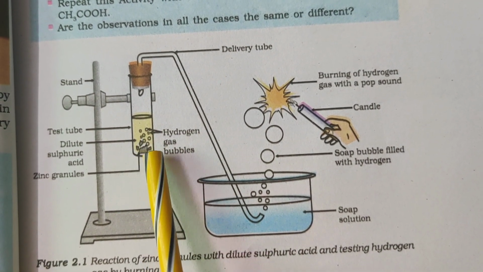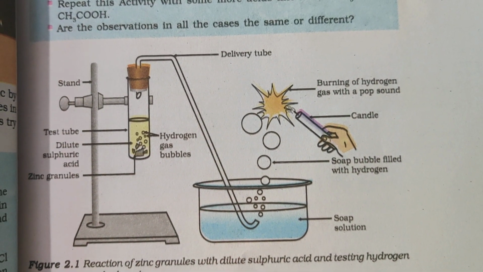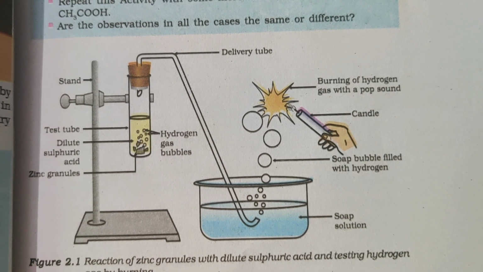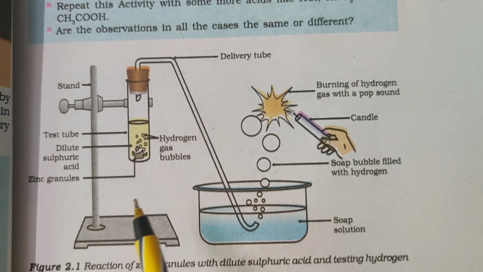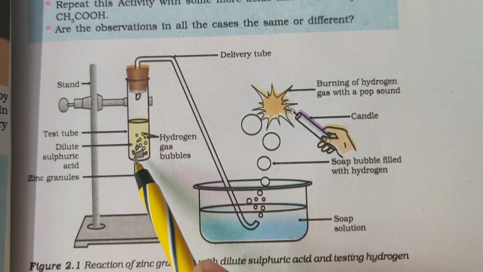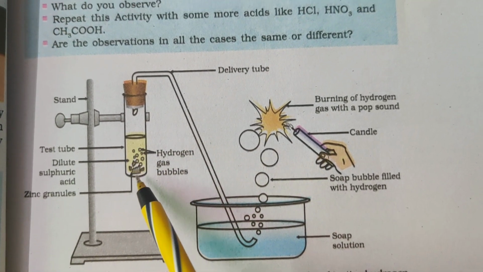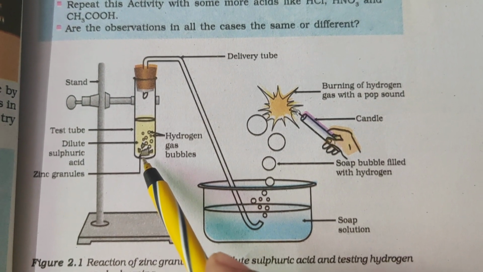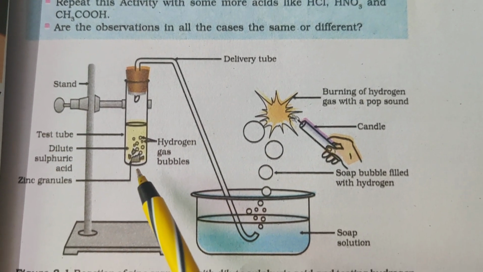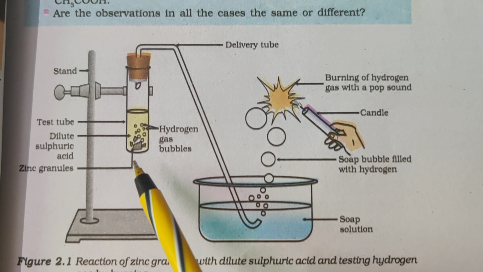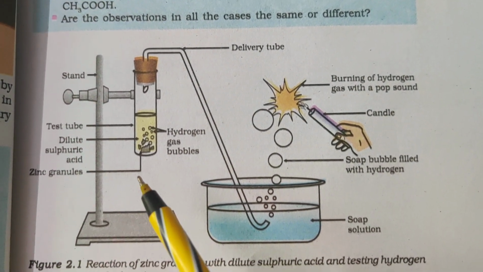The surface of the zinc granules is covered with bubbles. So the observation here is a colorless, odorless gas, first of all in the form of bubbles sticking to the surface of the zinc granules. That means there is a reaction between sulfuric acid and zinc, and the gas liberated is hydrogen, which is a colorless gas. So if in the exam it is asked what you observe when zinc reacts with sulfuric acid, your answer should be colorless, odorless gas.